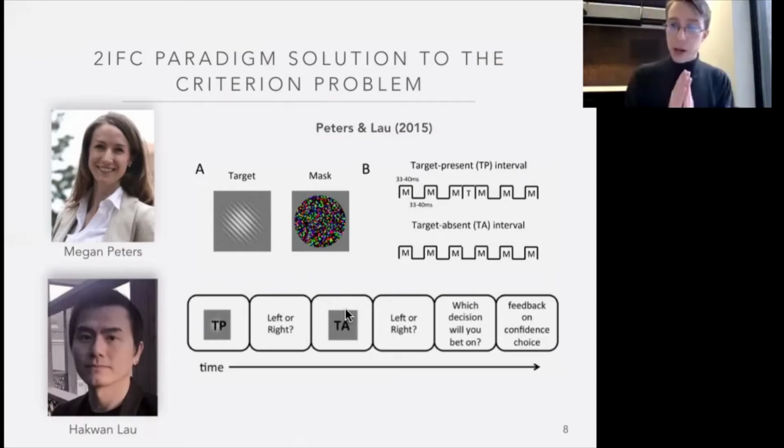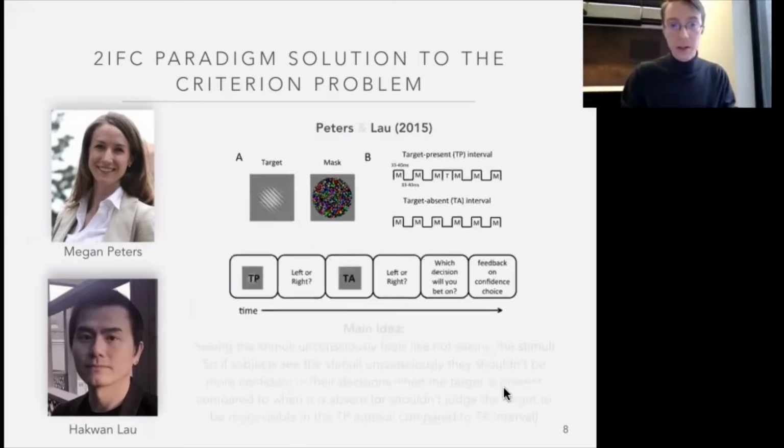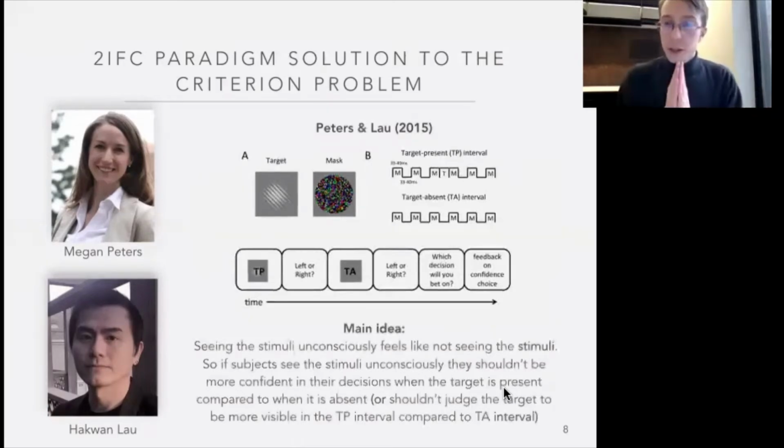Of course, if you do this task, in your head you're thinking that the stimulus was presented each time, right? You don't know that, in fact, one of those two intervals is always empty. Very often, you do this task and it's actually impossible to do it because you're shown nothing. And the idea is this: if you see the stimulus unconsciously, seeing a stimulus feels just like not seeing it. That's what seeing something unconsciously feels like, right?